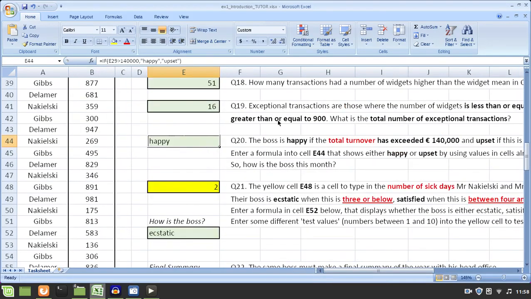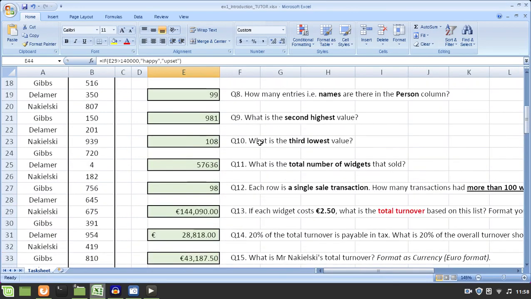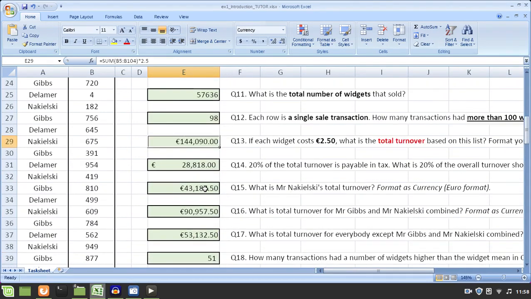Well, in the previous video we solved cell E29 and we already determined that the total for this month was 144,090. So back in question 13 we already have this number. Let's just have a quick refresher on how we got that number. We just added up all the widgets that were in the second column, all the transaction amounts, and then we multiplied it by 2.5. Why? Because 2.5 or €2.50 is the price of a single widget. So that gives us the total turnover.